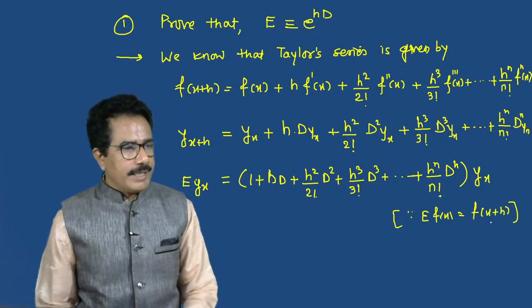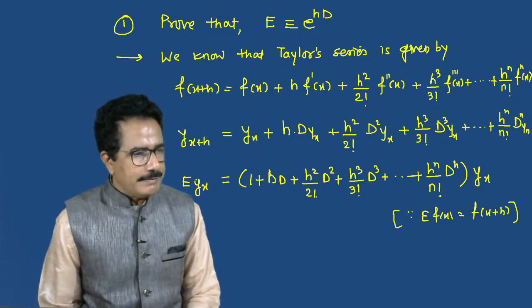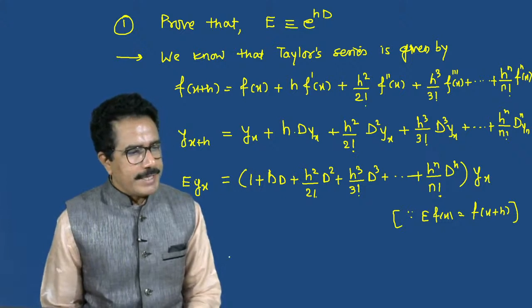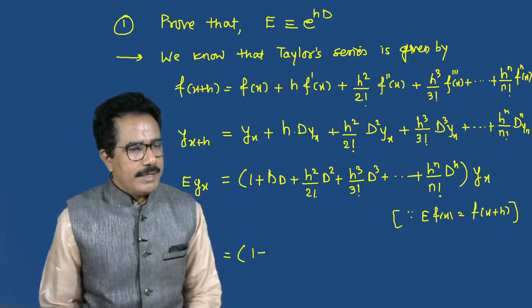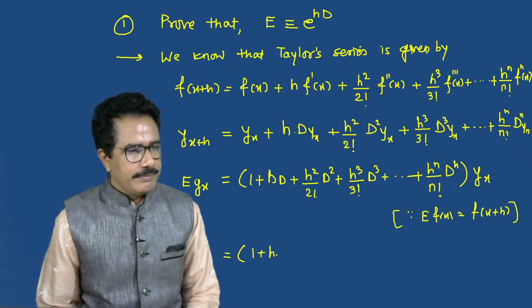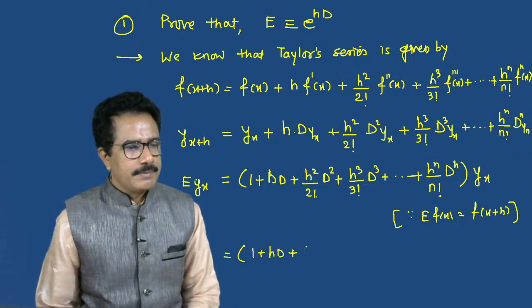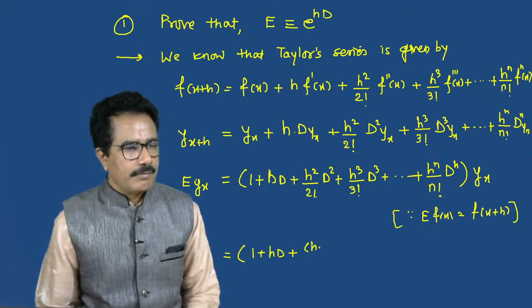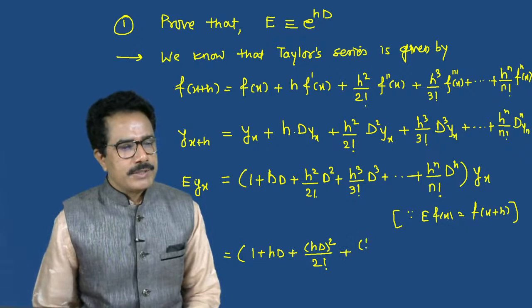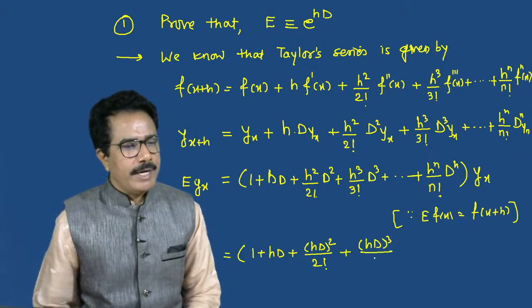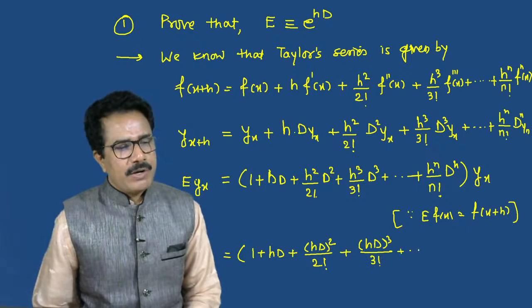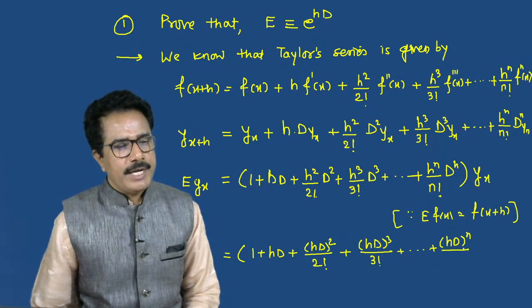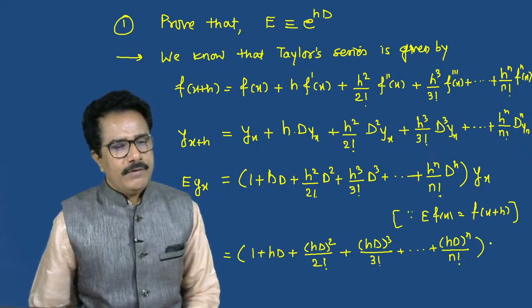Okay, so we can write this as E of y of x equals 1 plus hD plus (hD) square divided by 2 factorial plus (hD) cube divided by 3 factorial plus dot dot dot plus (hD) raised to n divided by n factorial of y of x.